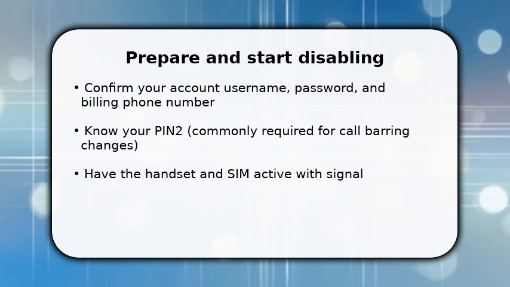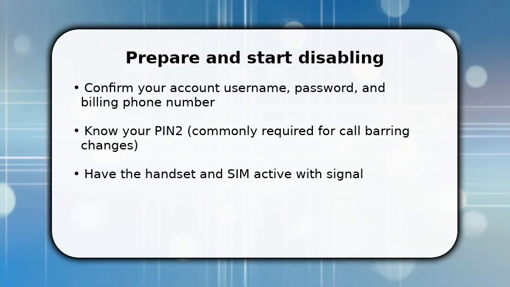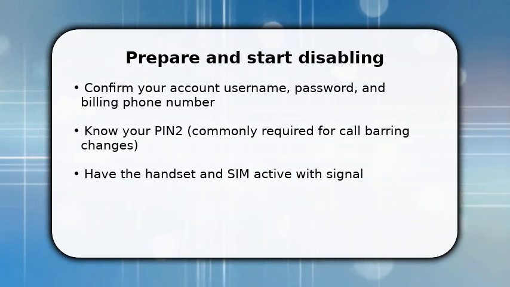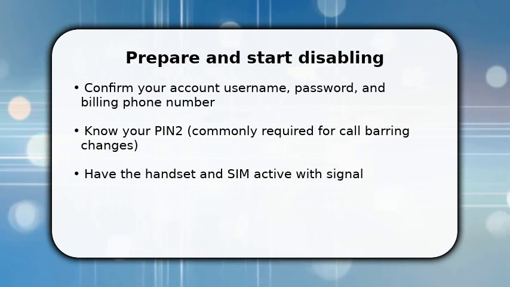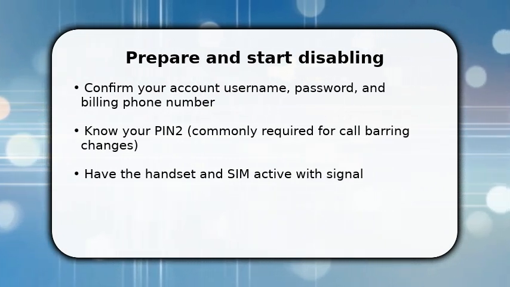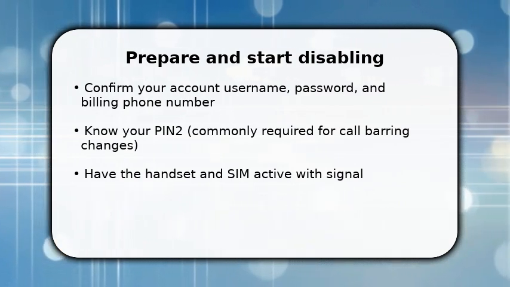Enjoy the video. You start by confirming two essentials: your account credentials with the carrier and the PIN2 code that secures call barring changes. Once you have signal, open phone settings, calls or call settings. Many platforms list call barring there. Tap the entry labeled for outgoing or all calls and choose Deactivate.